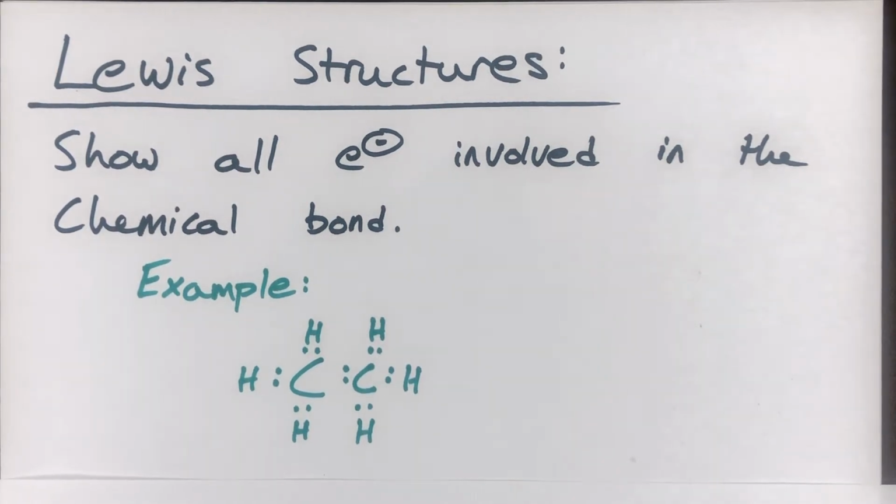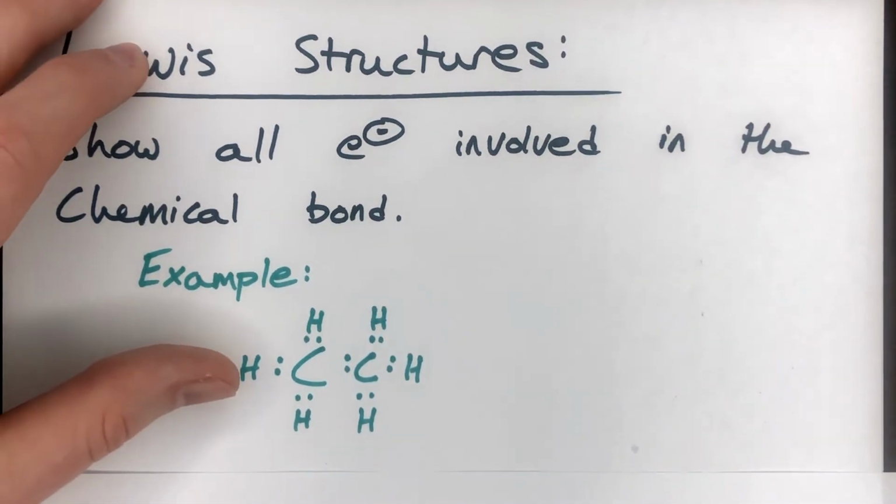Now this is explicitly Lewis, and you can see with all the dots that are necessary, it can be kind of cumbersome to write this, so this is why Lewis structures are usually not the most common way that organic chemists will illustrate their molecules.